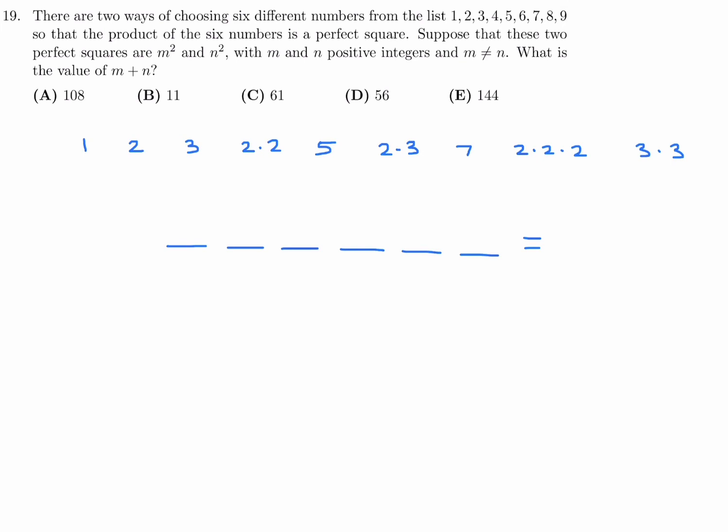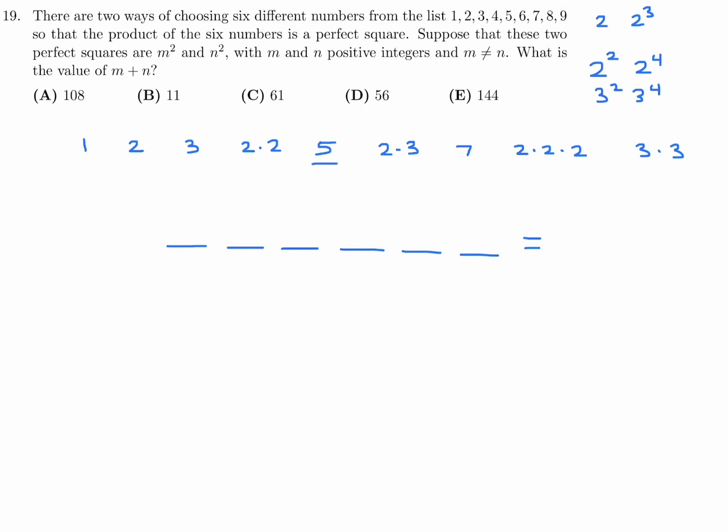The first thing that we have to understand is that whenever you put numbers together, they've got to match up. So it's got to be 2 squared, or 2 to the 4th, or 3 squared, or 3 to the 4th, or like that. You can't have 2 by itself, or 2 to the power of 3. The exponents must be even. That's the only way you can get a perfect square. So that's very, very important to understand.